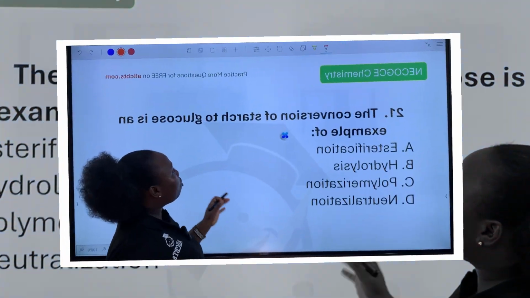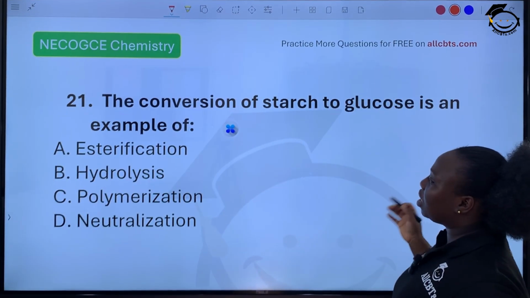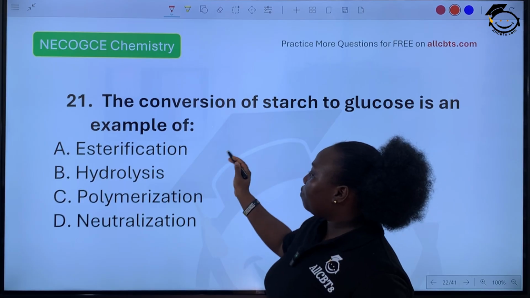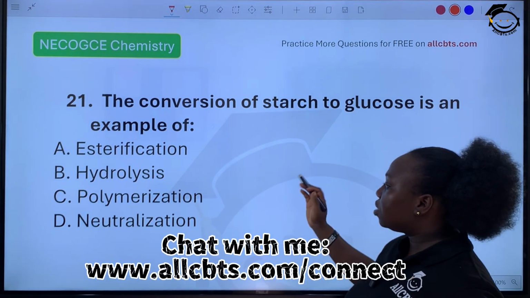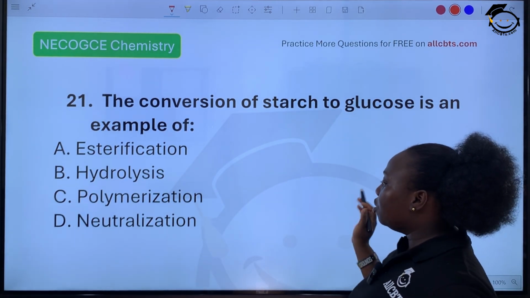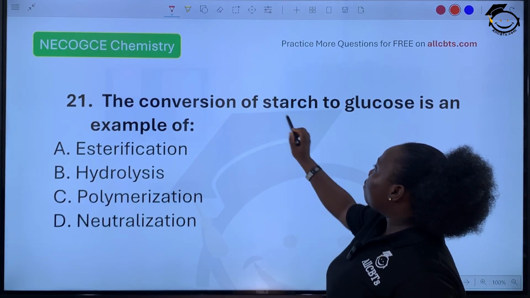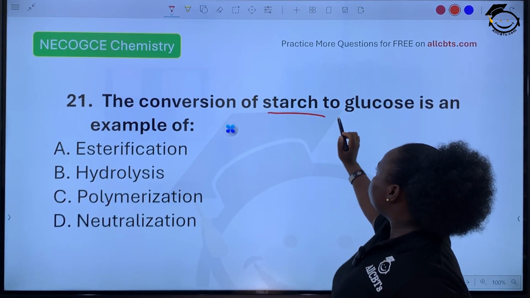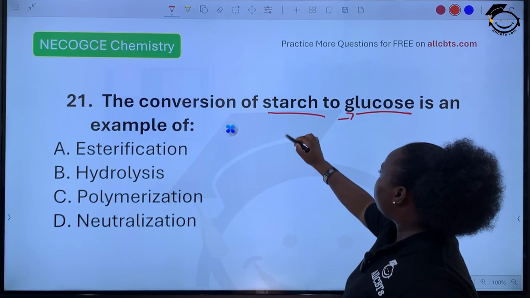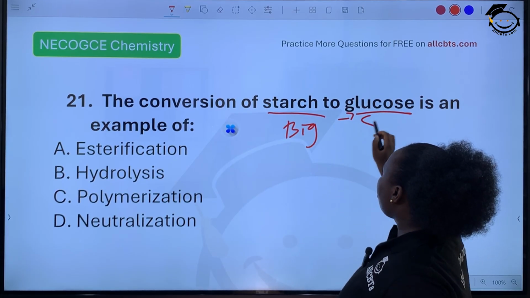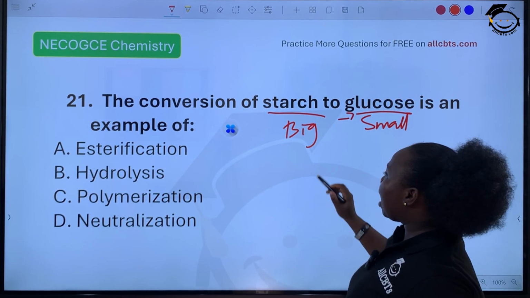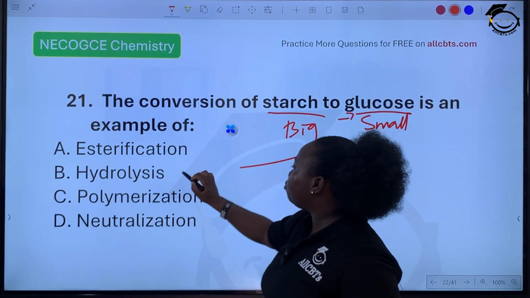Number 21, the conversion of starch to glucose is an example of what? A. Esterification, B. Hydrolysis, C. Polymerization, and D. Neutralization. Now, when we are converting from a big molecule to a smaller molecule, it is called hydrolysis. And why is it called hydrolysis?